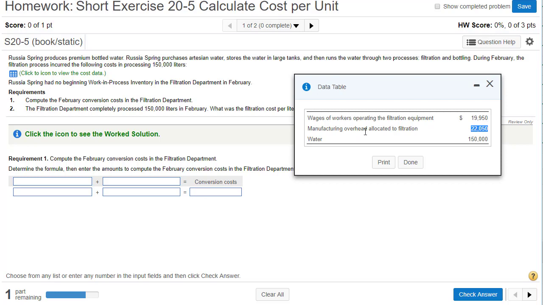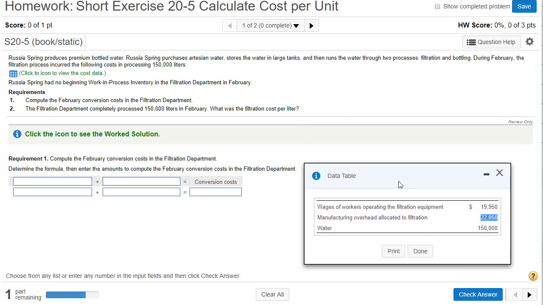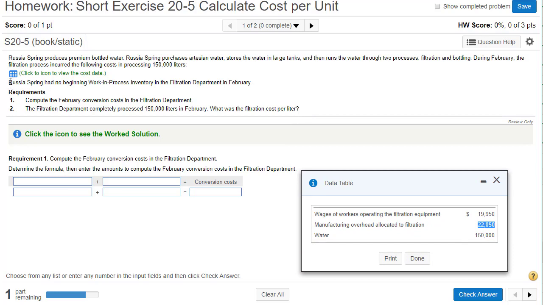Those are things like depreciation on the filtration equipment and maintenance on the filtration equipment. And then we've got water, it costs $150,000. So Russia Spring had no beginning work in process inventory in the filtration department in February.